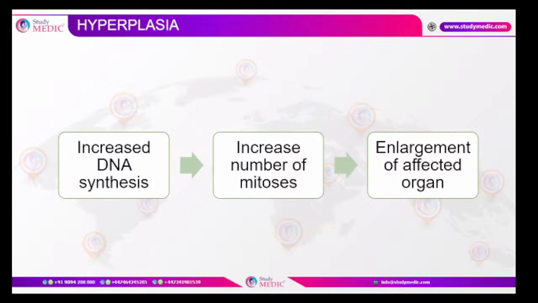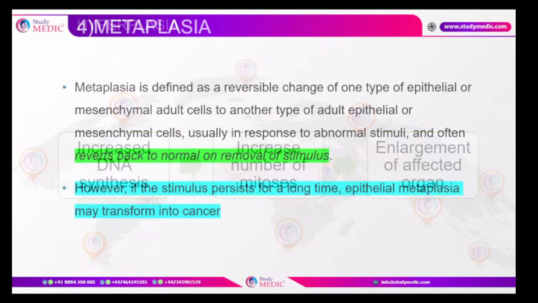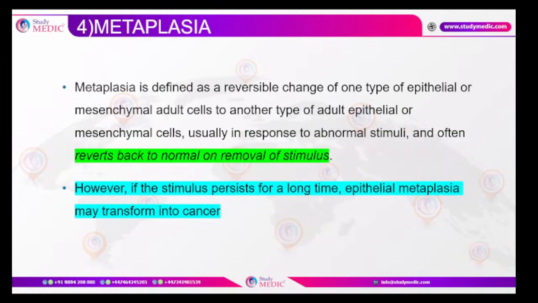And coming to the mechanism, what happens is there is an increase in the DNA synthesis causing an increase in the number of mitoses, and that would cause the enlargement of the affected organ. And the next one is about metaplasia.